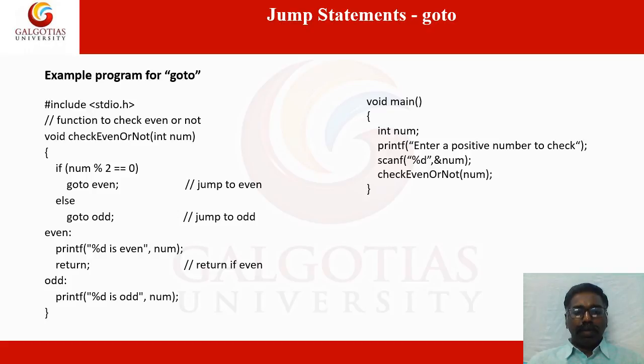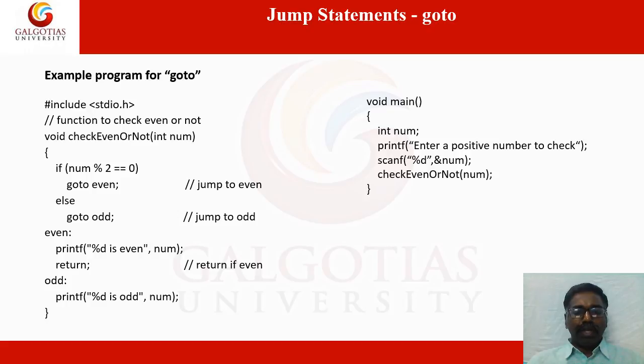From here itself we are going to find out whether it is an even number or not. The given number is divided by 2 using modulo. If it is equal to 0, then there is no remainder, so it will be an even number. Here we are using goto even, where even is a label. This label is searched here. Now the even label is here. There we have the printf statement, and immediately after that we have a return statement, so that the function call will be returned back.